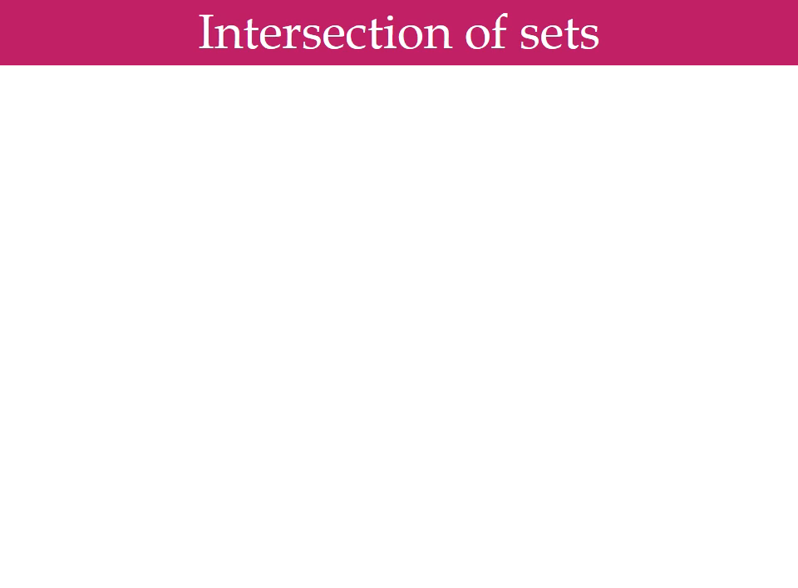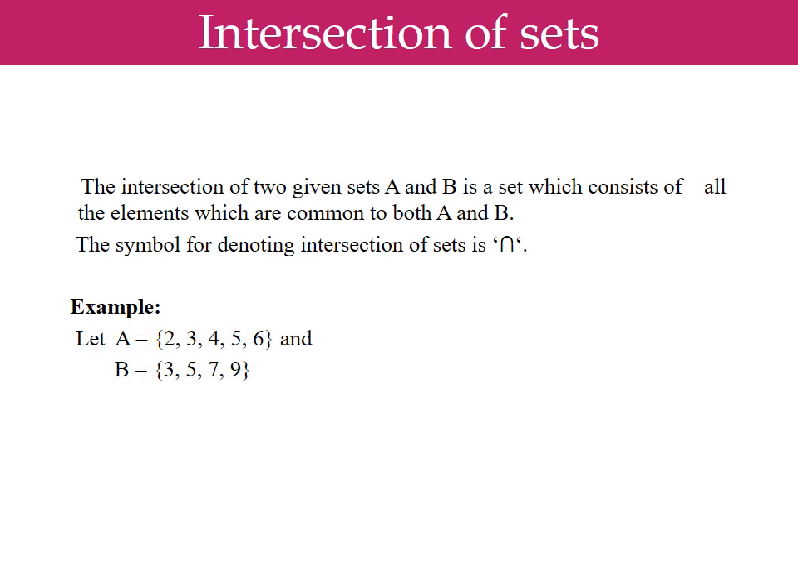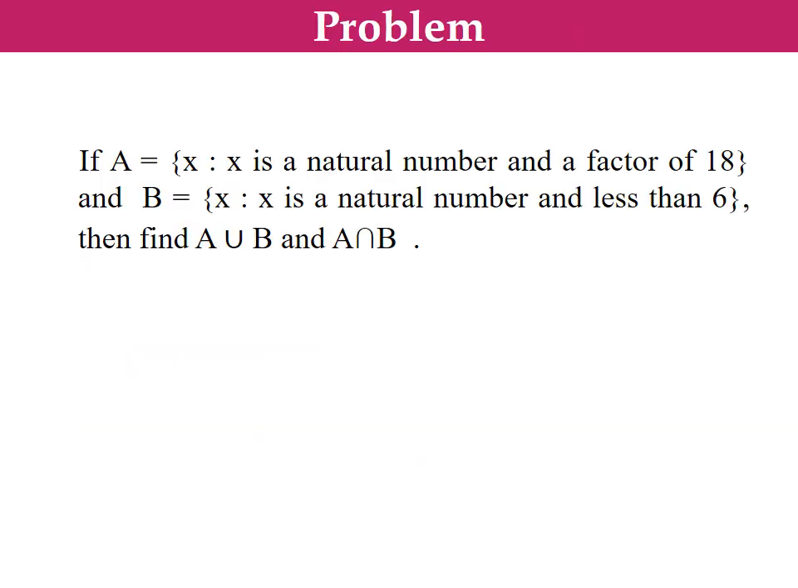In the same way, I'm going to introduce the intersection of sets. The intersection of two given sets A and B is a set which consists of all the elements which are common to both A and B. This is the symbol for intersection. Take one example, A is 2, 3, 4, 5, 6. B set is 3, 5, 7, 9. What is the common number between these two sets? 3 and 5. So, yes, A intersection B is 3, 5. So, this is one common problem.